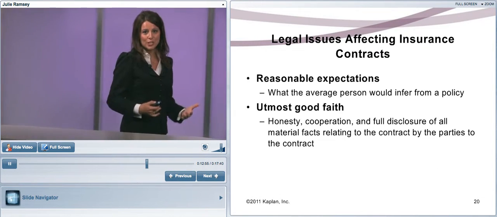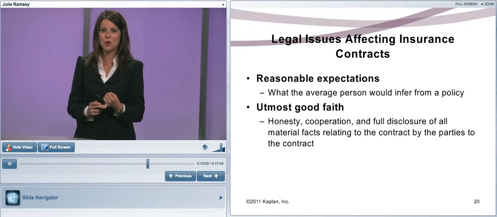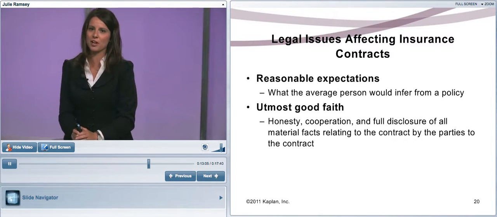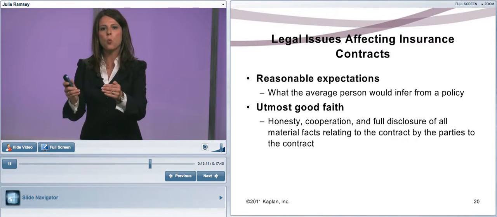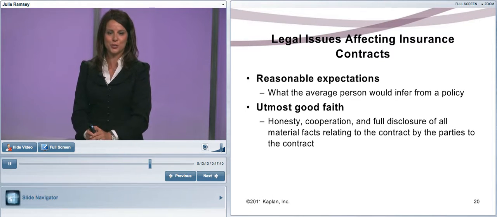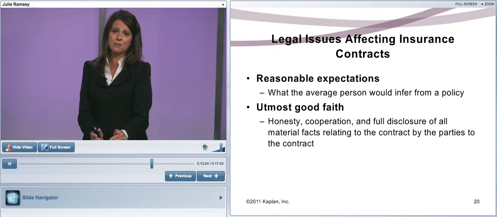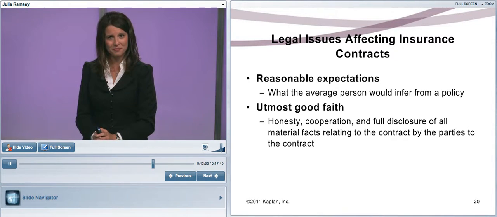Now, there are some legal issues affecting insurance contracts. Reasonable expectations. What do you expect the coverage to do? For example, if you buy a brand new car, you expect it to have brand new tires, right? What would this client expect this coverage to do? Utmost good faith. That means you should be able to trust your insurance agent. And your state law probably says the agent must not have been convicted of any felony or be in trouble with the law at all, because we're going to hold that person up on a pedestal. It's an industry of trust.